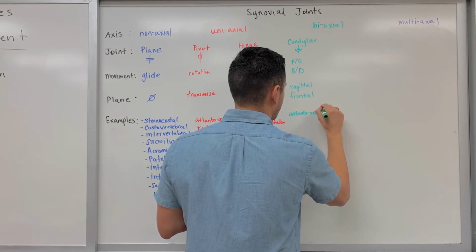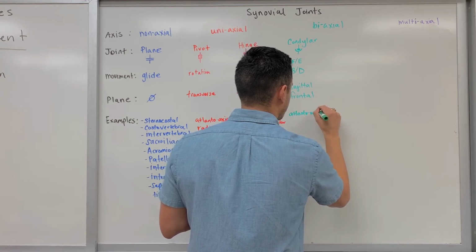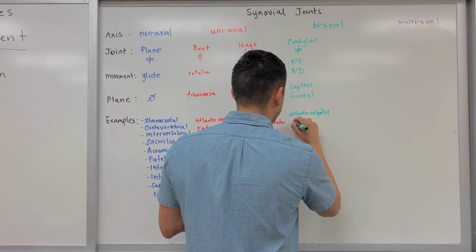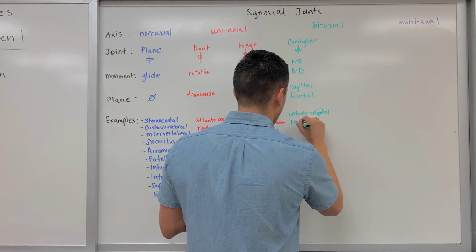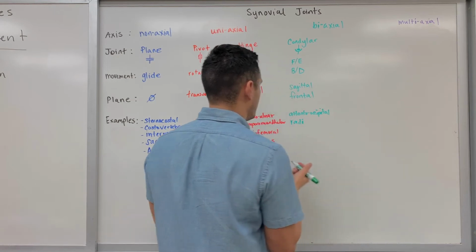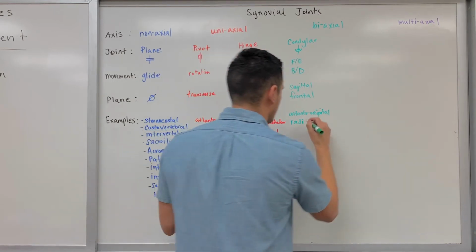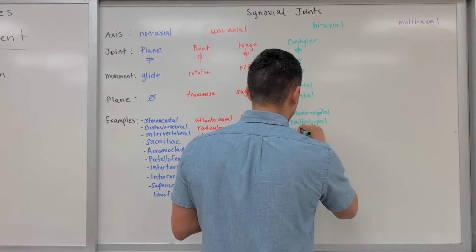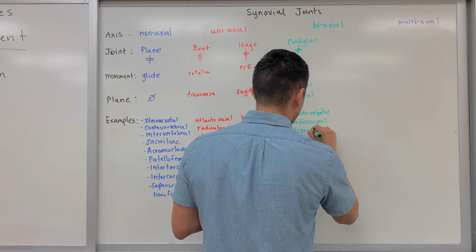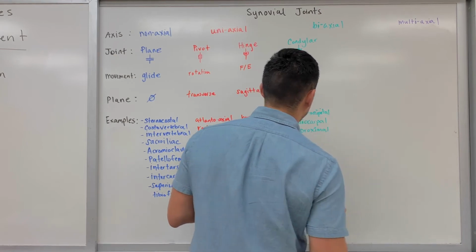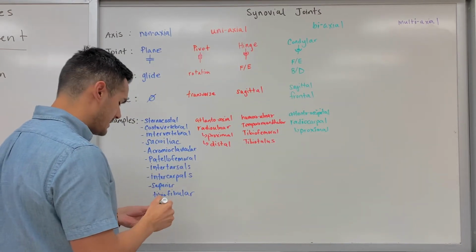Atlanto-occipital joint, so that's between the first vertebra and the occipital bone. And another one includes the radius and the carpals, so the radiocarpal joint. And I'm going to write the proximal radiocarpal. The proximal radiocarpal joint. So let's take a look at that.